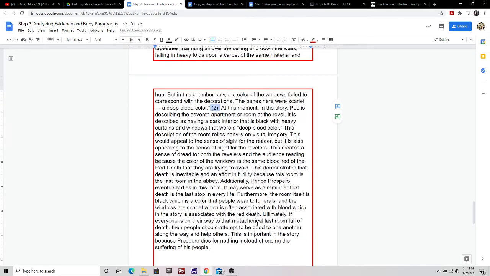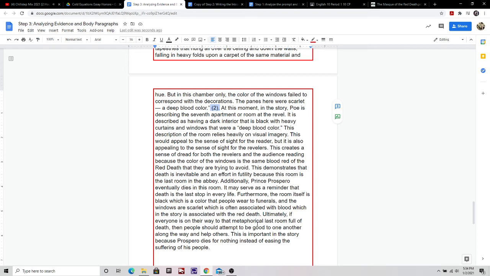Then I say at this moment in the story, Poe is describing the 7th apartment or room at the revel. It is described as having a dark interior that is black with heavy curtains and windows that were a deep blood color, right? This description of the room relies heavily on visual imagery, so I'm hitting my literary device here. This would appeal to the sense of sight of the reader, but it also is appealing to the sense of sight of the revelers. This creates a sense of dread for both the revelers and the audience reading because the color of the windows is the same blood red of the Red Death that they are trying to avoid. All right. So I talk about the impact of that visual imagery.